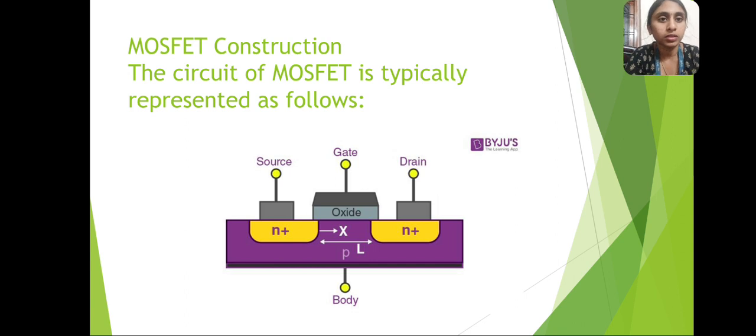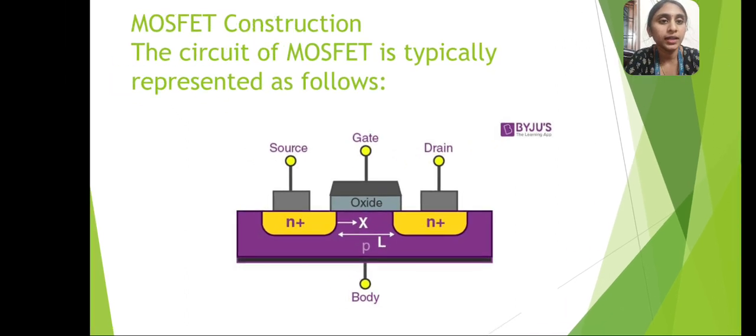So MOSFET construction is, see here we can see that it is an NPN MOSFET. How we can decide is the P region is the substrate, also known as the body. It is doped by N plus, so it is doped by N type, and here the left side is the source and the right side is the drain, and the middle part which is connected to the oxide, SiO2 silicon oxide, is placed, and on that is the gate. So this is the normal construction of MOSFET.